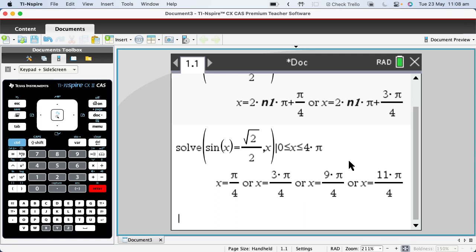Masterful. But I've got 4 solutions there, not just the one solution. Why is that? It goes around twice, Emily said. So that seems to maybe give us 2 solutions.